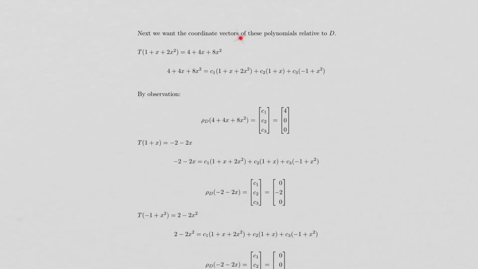Then I need to get the coordinate vectors of each of those polynomials relative to B. We saw that the image of this polynomial was 4 plus 4x plus 8x squared. So I need to write that as a linear combination of the basis vectors in B: 1 plus x plus 2x squared, 1 plus x, and minus 1 plus x squared. And again, we get lucky, because if we notice that this polynomial is just 4 times this one, I can just let c1 be 4 and c2 and c3 be 0. I don't need these two terms. Just multiply this polynomial by 4 and I get this one. So 4, 0, 0 is the coordinate vector of this polynomial relative to B.